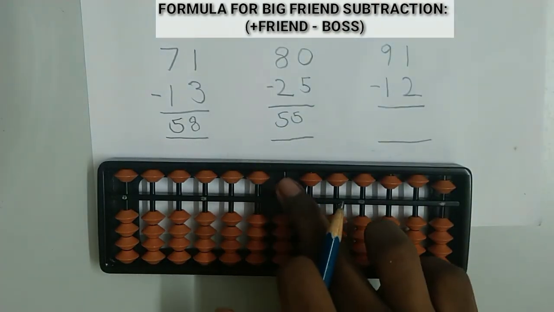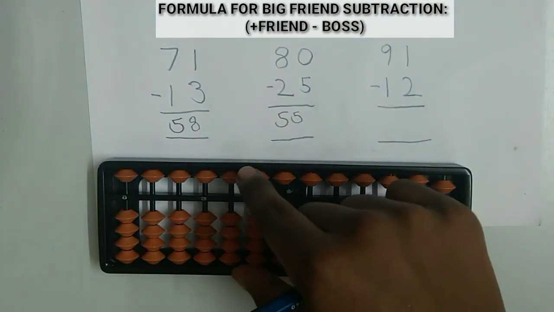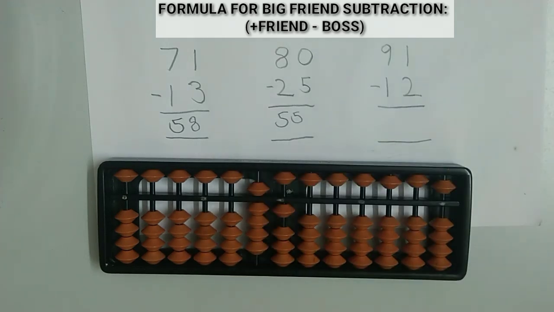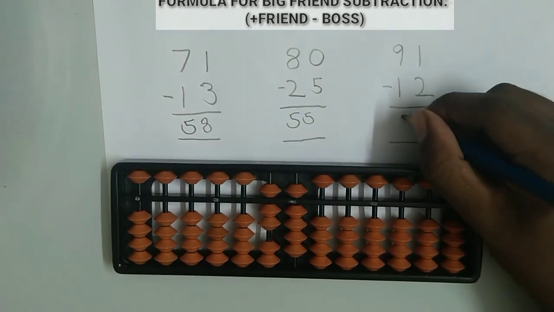Now let's try 91 minus 12. First we have to represent 91 on the abacus. And we have to subtract 12. For that, first we have to subtract 1 from the tens rod and 2 from the ones rod. The friend of 2 is 8. So we add 8 and subtract 10 because 10 is the boss. Now 79 is our answer.